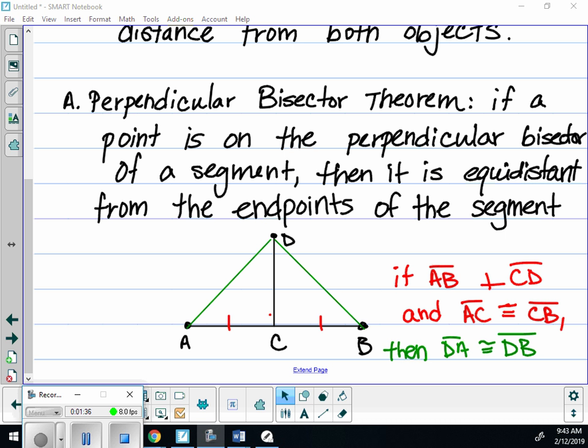So if we have that situation, then we know that any point on this bisector here, on this segment CD, will be equidistant from A and B. So DA has to be congruent to DB. And that will be true of any point, whether it's, if we drew this as a line, whether it's down here, those two would be equal, or those two, or those two. We could do it anywhere, any point, and connect to the endpoints, and those two will be congruent to each other. So this has to be congruent to this. Okay.